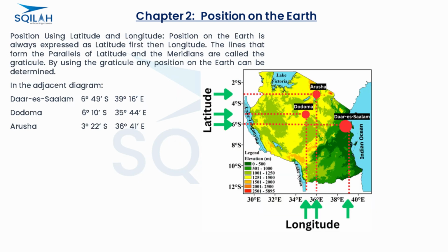Position using latitude and longitude. Position on the Earth is always expressed as latitude first, then longitude. The lines that form the parallels of latitude and the meridians are called the graticule. By using the graticule, any position on the Earth can be determined. In the adjacent diagram: Dar es Salaam, 6 degrees 49 minutes south, 39 degrees 16 minutes east. Dodoma, 6 degrees 10 minutes south, 35 degrees 44 minutes east. Arusha, 3 degrees 22 minutes south, 36 degrees 41 minutes east.